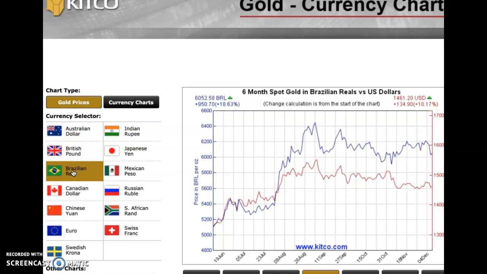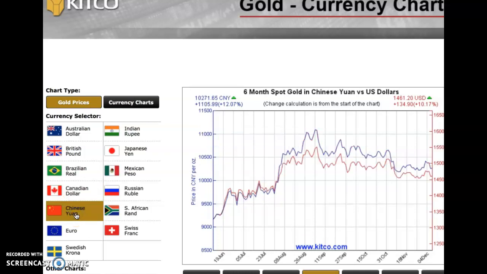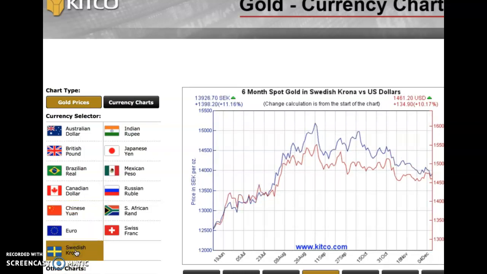In Brazil, blue line above the red line, that indicates that your currency is weak. Don't buy. In Canada, no divergence. Don't buy. In China, blue line above the red line, don't buy. In the euro, blue line above the red line, don't buy. In Sweden, small divergence, we'll say not time yet.